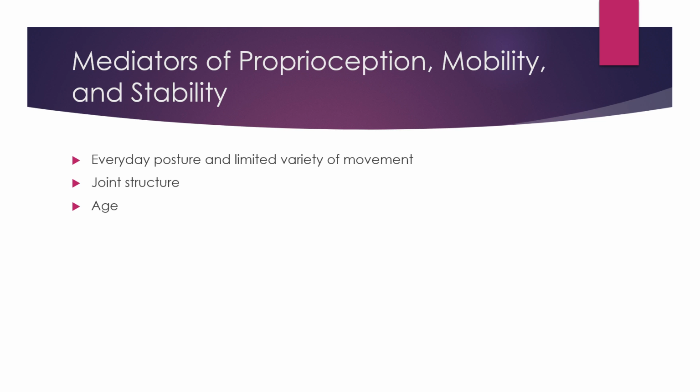The reasons behind proprioceptive decline in the elderly include a reduction in the number of joint mechanoreceptors, changes to the structure and sensitivity of mechanoreceptors, and inadequate processing of proprioceptive input within the CNS.